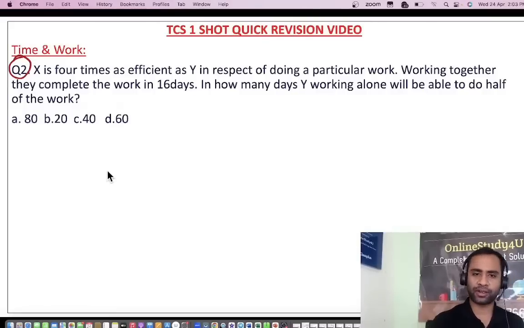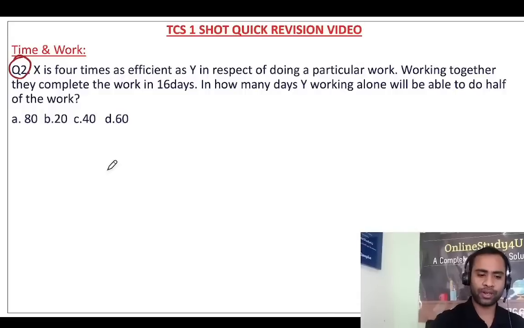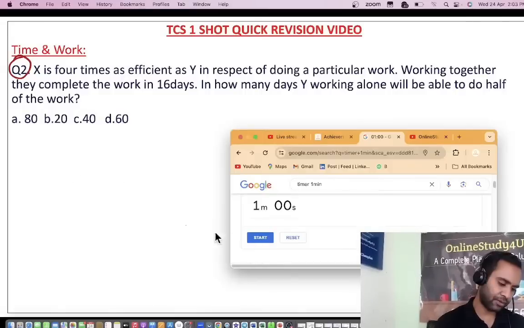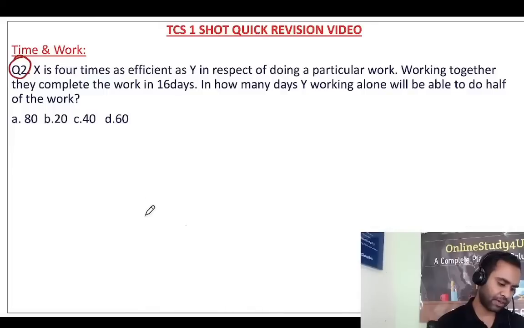W1 and W2 is work. Okay, now, no one has given the answer. Rani is telling 80. Yes, Pandey is telling 80.